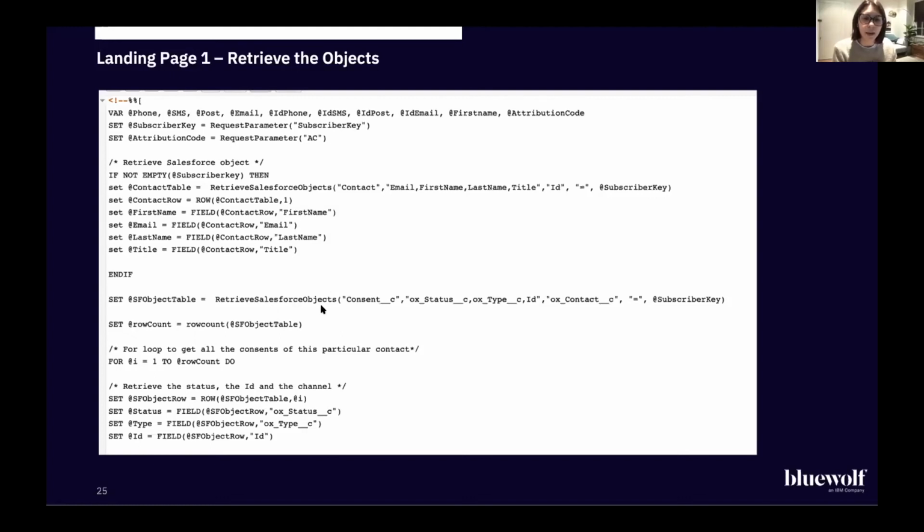And then the second part is we are retrieving the consent information, and we need that to display which consent they have. So you can see that there will be a maximum of 5 types of consent. So we are running a loop to retrieve them all, and for each one of them we're getting the field that says what's the status? Are they opted in or opted out? What's the type, and what's the ID of the consent record? Because you will have one for each channel.